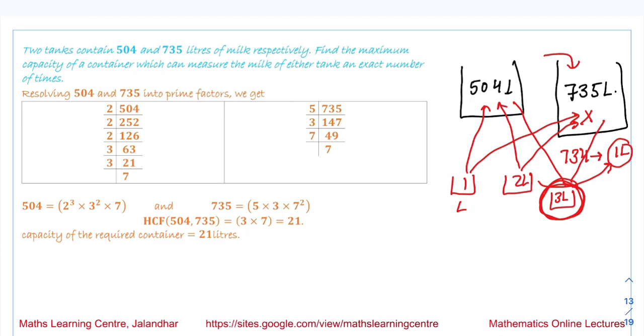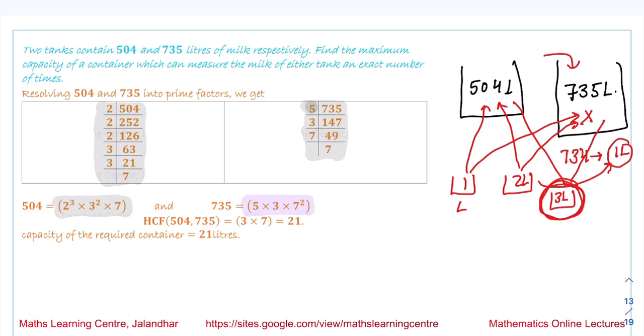So to find the HCF, we are doing the prime factorization over here. This is the prime factorization of 504. This is the prime factorization of 735. So we are saying 504 is 2 raised to power 3 into 3 raised to power 2 into 7, and 735 is 5 into 3 into 7 raised to the power 2.